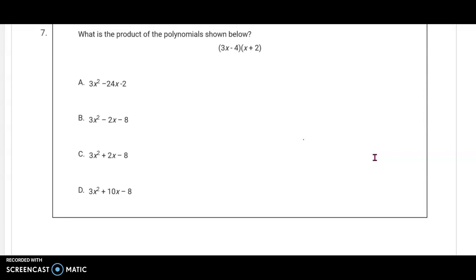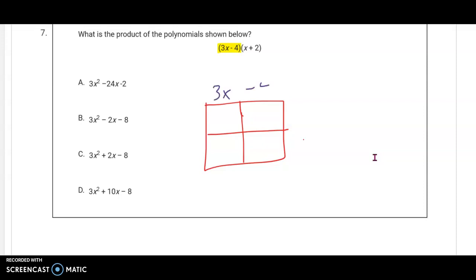On number 7, this is a multiplying question where you're going to create your box. Please keep in mind that each parenthesis, the 3x and the negative 4 need to be on the same side of the box. If they're in the same parentheses, they need to be on the same side. So 3x minus 4 can go on top, or it can go on the left side of the box. The other parenthesis, x plus 2, I will put on the left side. And then to get each box, you multiply, okay?